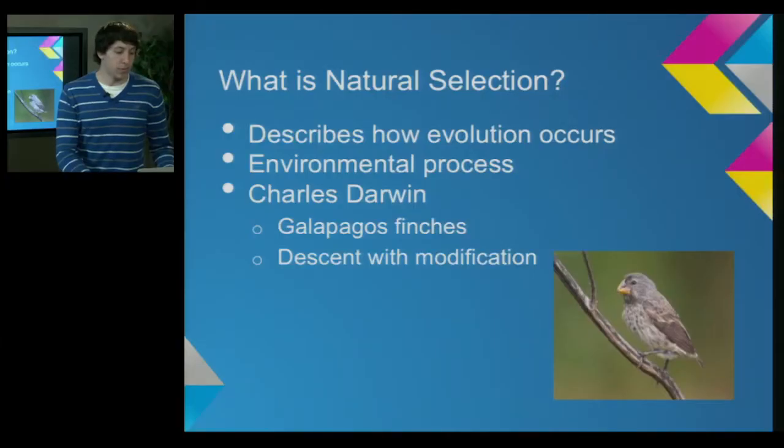Now, first of all, we have to describe what natural selection is. Natural selection describes how evolution occurs. It's an environmental process, and it was brought about by Charles Darwin, who observed Galapagos finches and came up with the idea of descent with modification, which helps out with his natural selection theory.